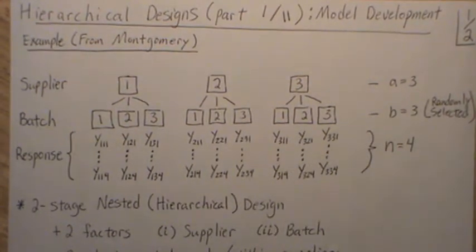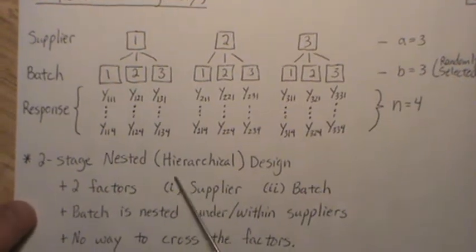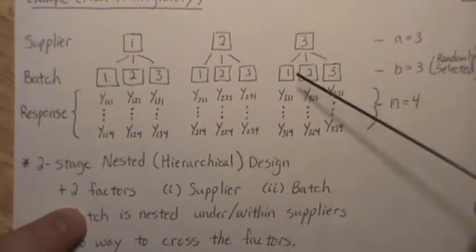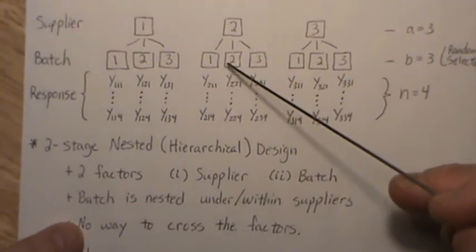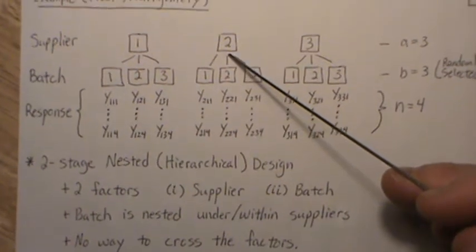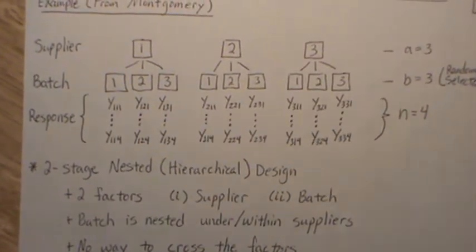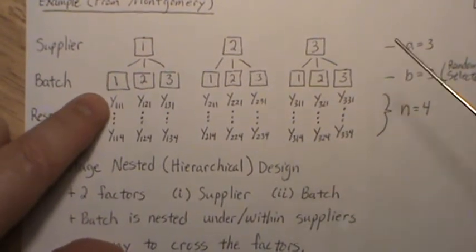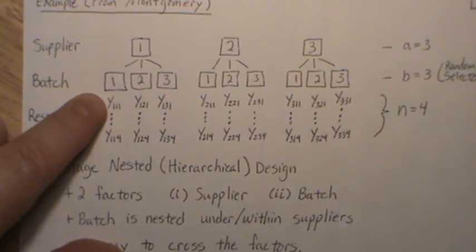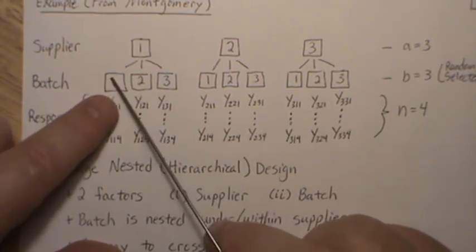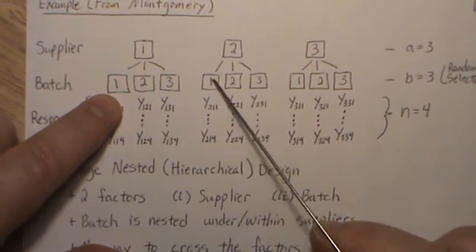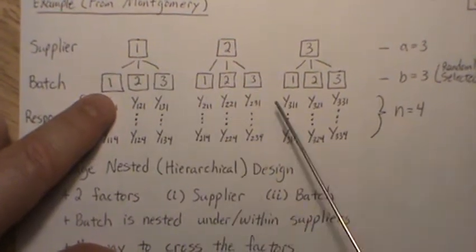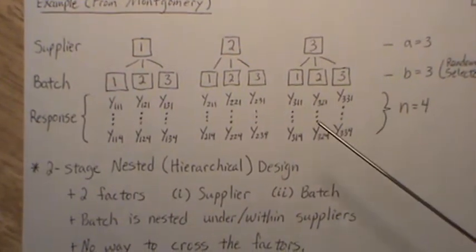Now, this is a nested design. It's what's called a 2-stage nested or hierarchical design. There's 2 factors. One is supplier and one is batch. Now, batch is considered nested within supplier, right? And the reason is there's no way to cross factors. Whenever you cross, it's the same level in one factor as it is in all the levels of the other factor. But here, batch 1 is not the same. It's different material because it's within supplier 1. And so there's no way to cross these factors.